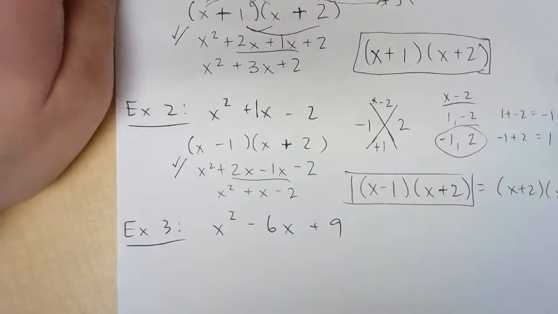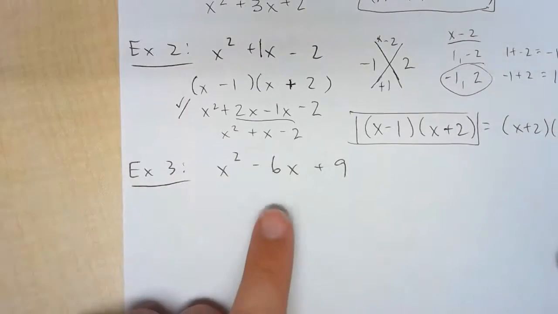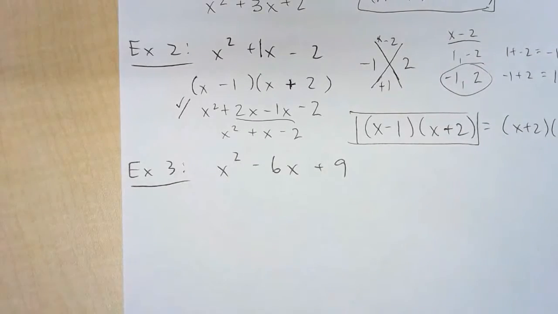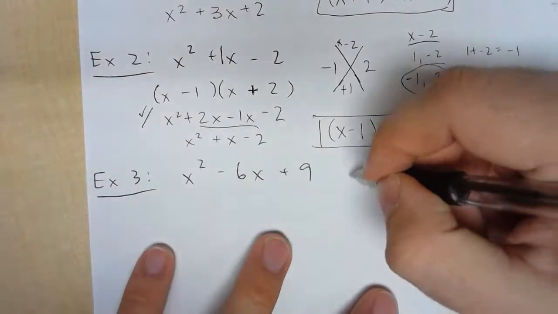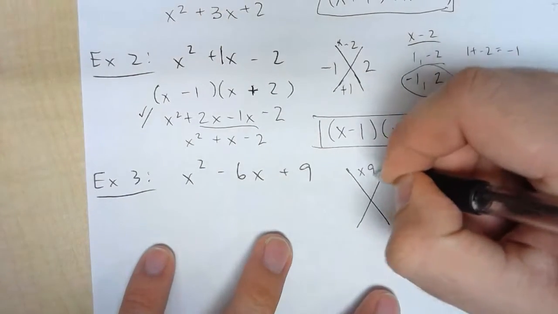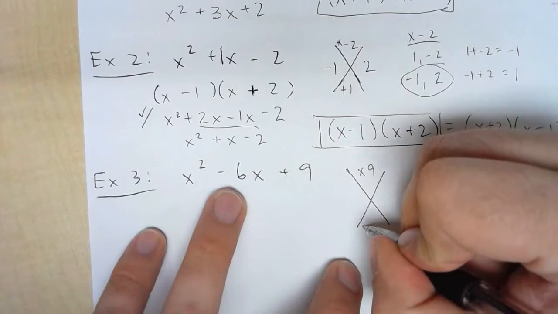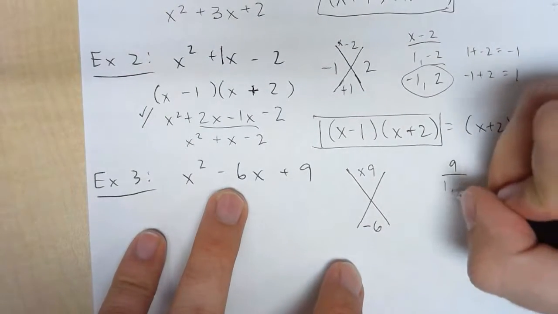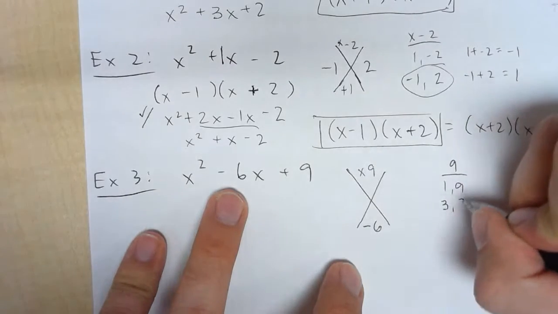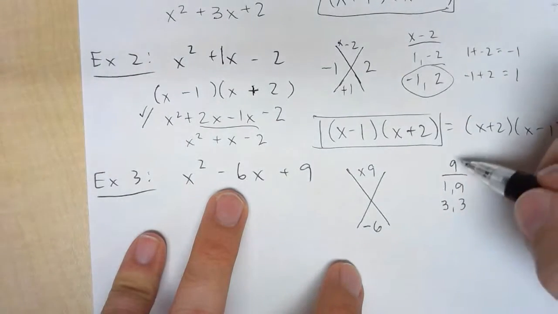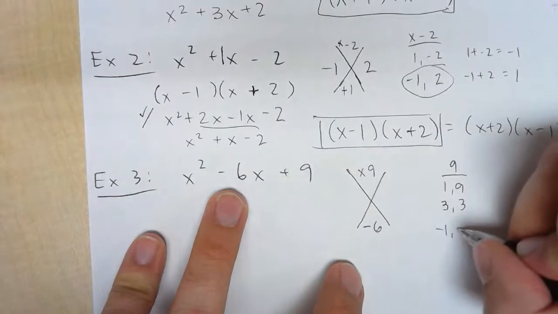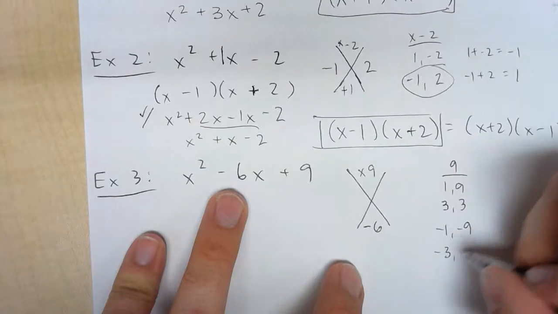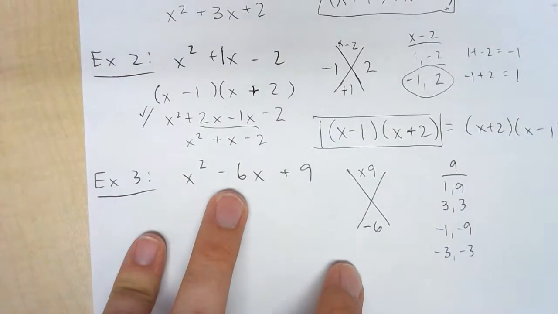Okay, last one. So x squared minus 6x plus 9. Doing the exact same thing. So we need to figure out what multiplies to be positive 9, but adds or subtracts to be -6. So factors of 9. Well, we got 1 and 9. We got 3 and 3. Oh, and don't forget that two negatives will multiply to give you a positive. So -1, -9, and -3 and -3. And that looks like all of our factors.